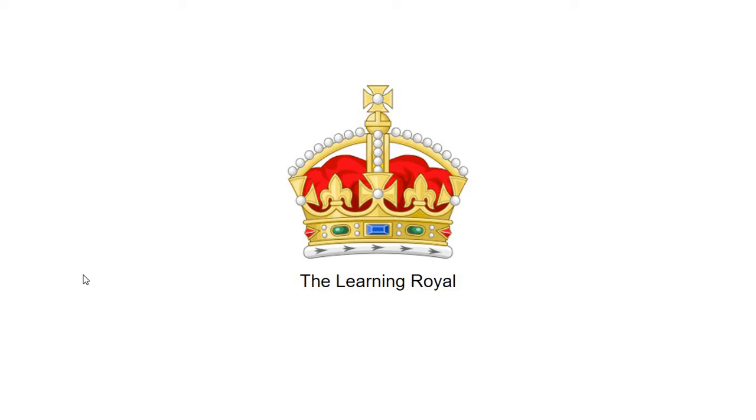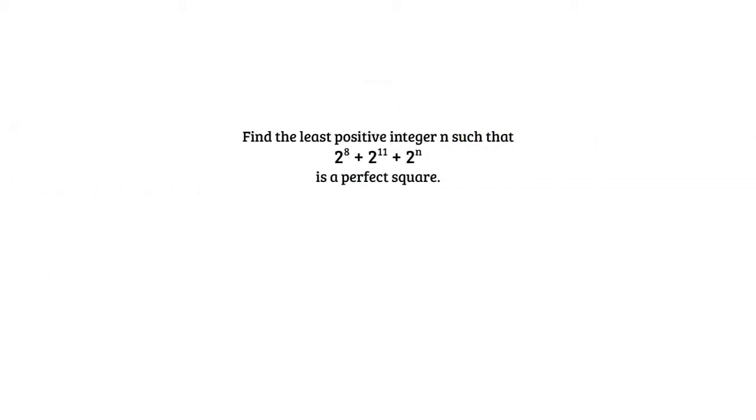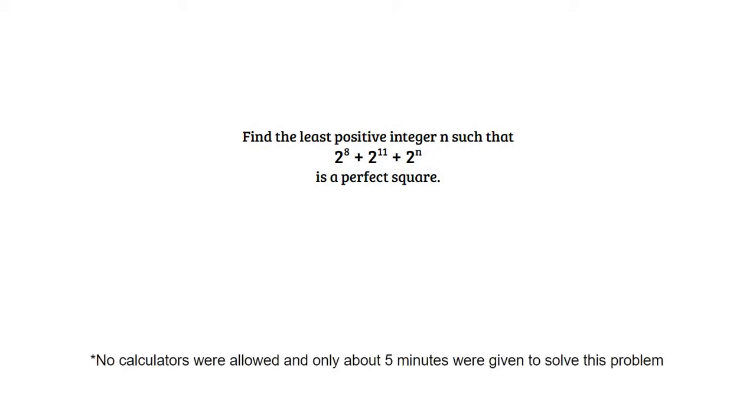Today, we'll be taking a look at an interesting problem from Singapore. The problem reads, find the least positive integer n such that 2 to the 8th plus 2 to the 11th plus 2 to the n is a perfect square. There are some restrictions though. No calculators were allowed and only about 5 minutes were given to solve this problem. Can you solve this problem? Give it a try.